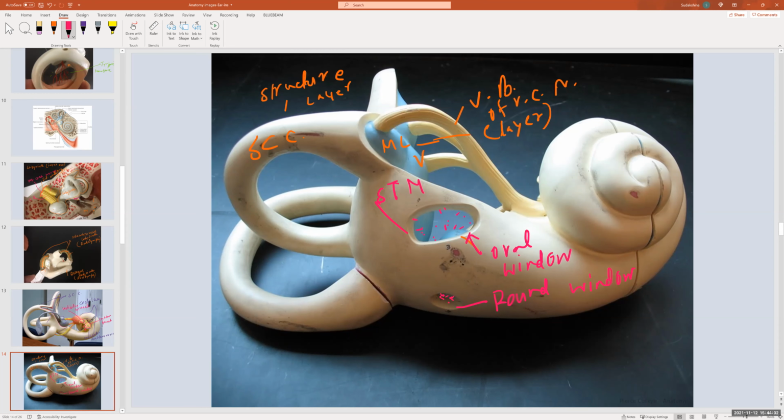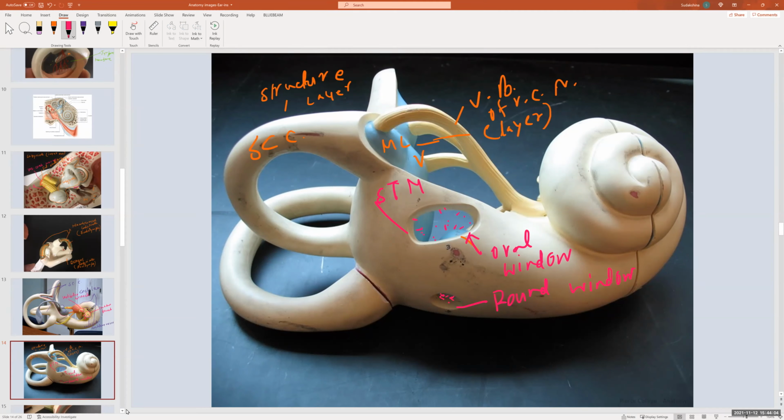Okay, so let's look at the cochlea. This cochlea is basically a 2.5 turn of 3 fluid-filled tracts. Literally, that's what the cochlea is. From here to here, what do we have? We have 2.5 turns, what you can see here, 2.5 turns of 3 fluid-filled tracts.